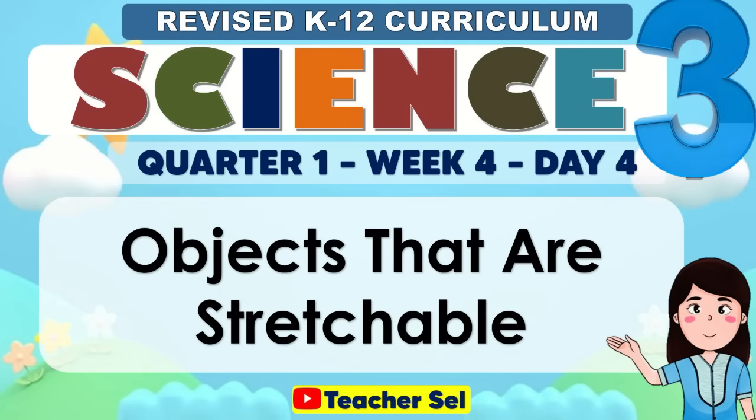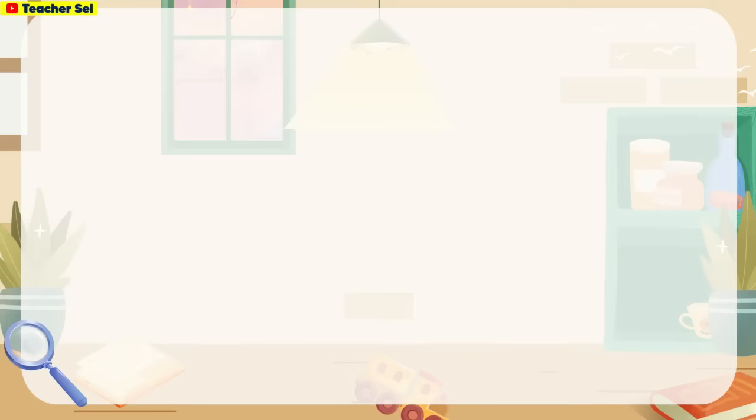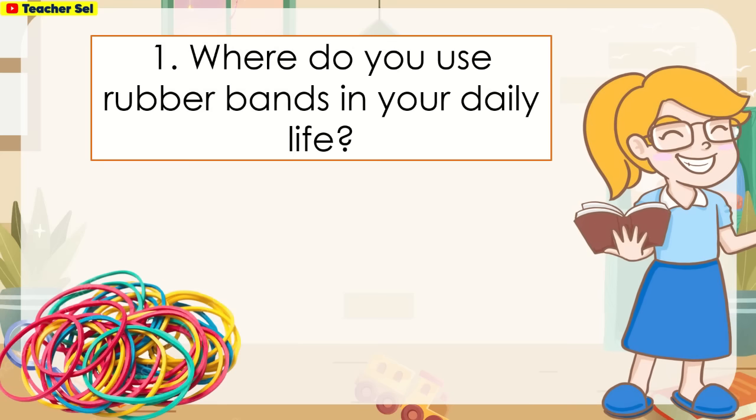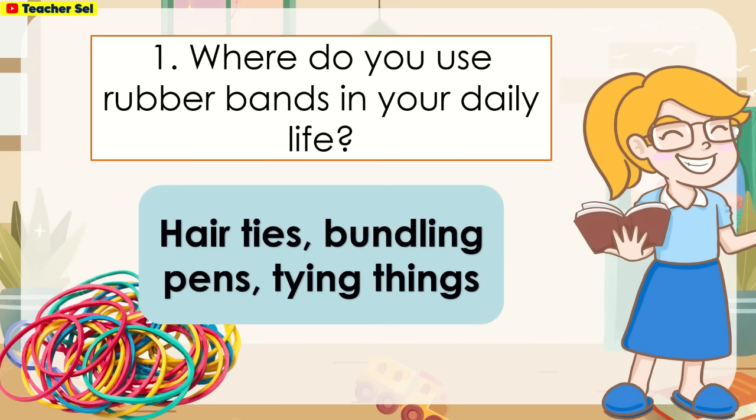For day 4, objects that are stretchable. What shiny objects did you see on the way to school? Where do you use them, and what do you use them for? Where do you see rubber bands in your daily life? You're right, hair ties, bundling pens, tying things.